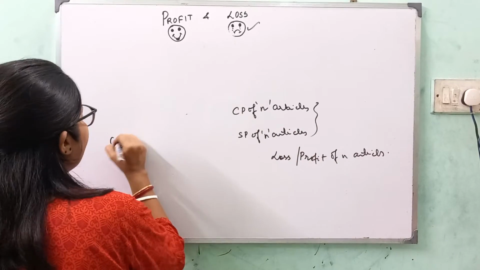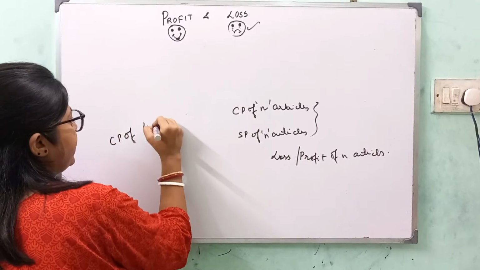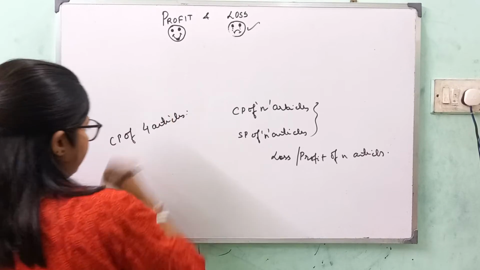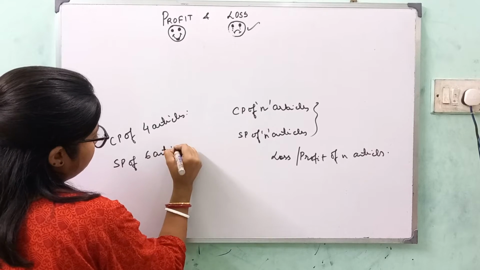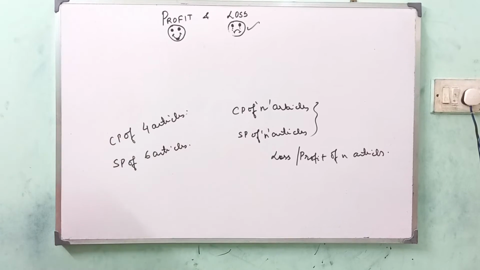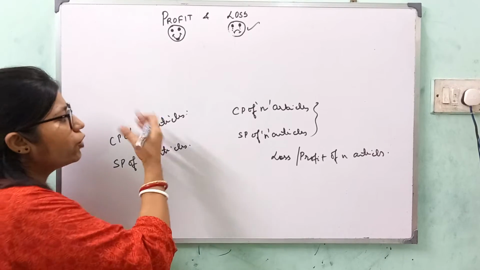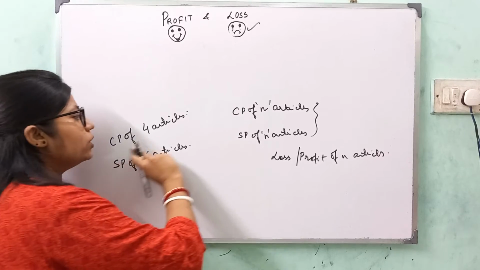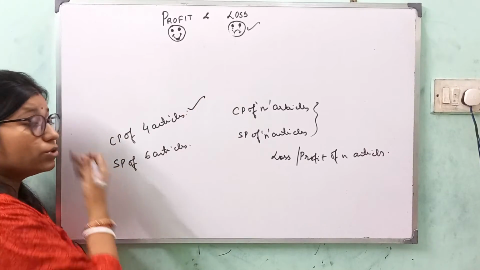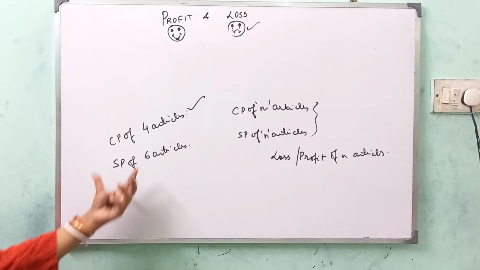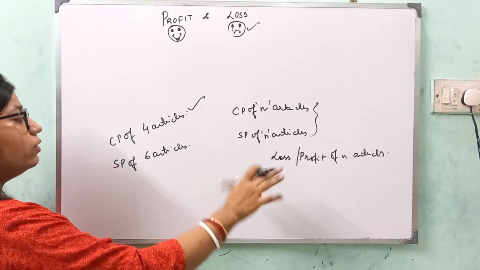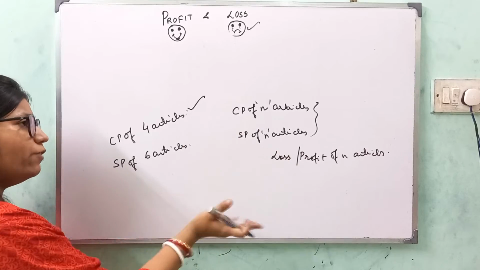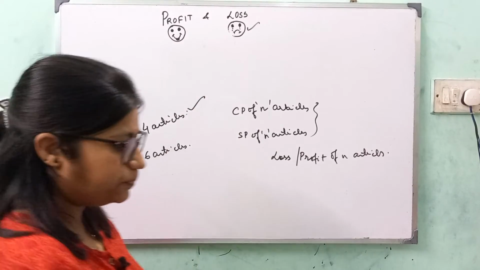Suppose you are given the CP of 4 articles and the SP of 6 articles. In order to find the profit and loss of 4 articles, what will you do? You know the CP of 4 articles. You can use your unitary method and find the SP of 4 articles. And then you can find out either the profit or the loss of 4 articles.